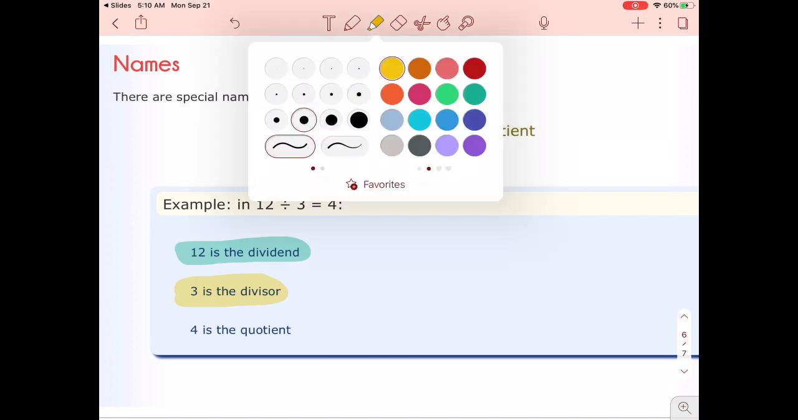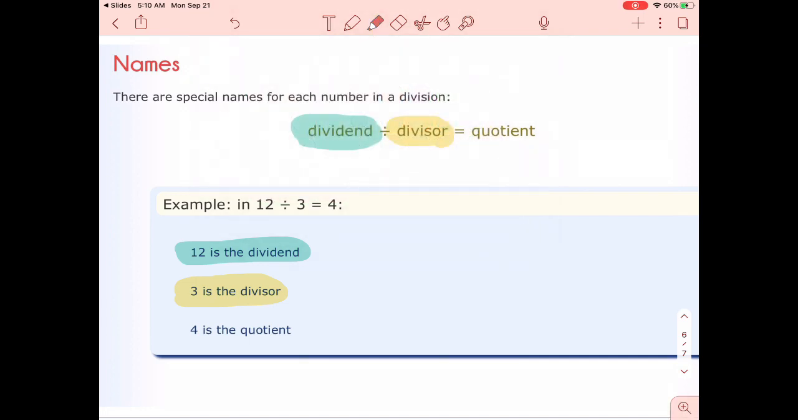And in division, the answer is called the quotient. Quotient. Go ahead and try saying that out loud. Quotient. The quotient is how much does each person get, or how many is in each group. So in the example we looked at earlier, 12 was the dividend, 3 was the divisor, and 4 was the quotient.